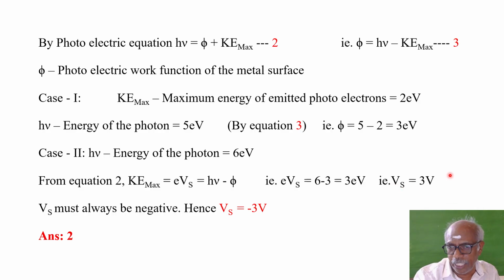But it is not really plus 3 V. Already I told you that stopping potential must always be negative. Stopping potential is always a negative potential. So Vs is equal to minus 3 volt. You must add the negative sign there. So option 2 is the right answer for this question.